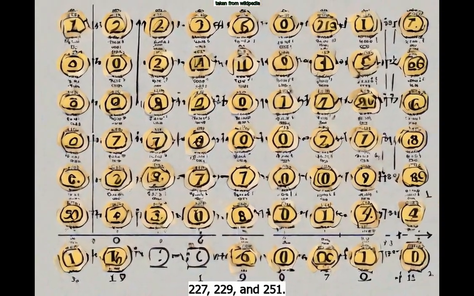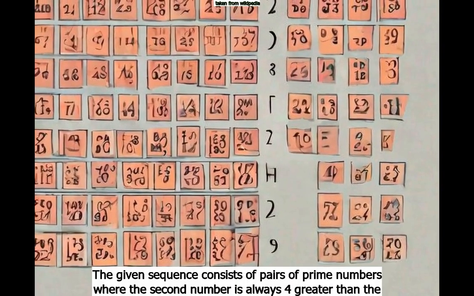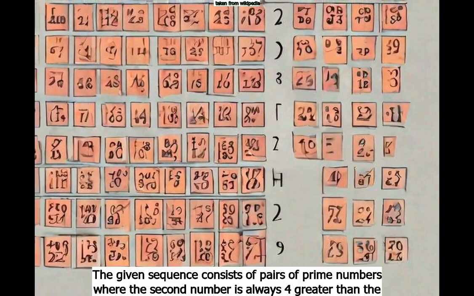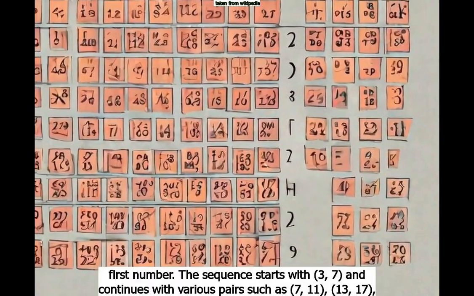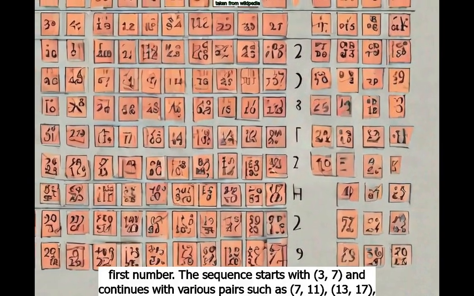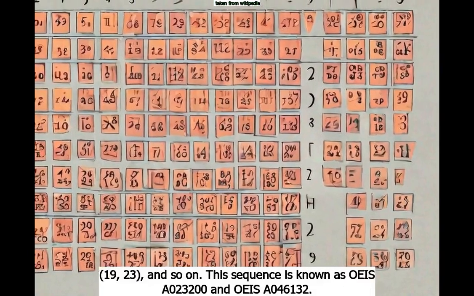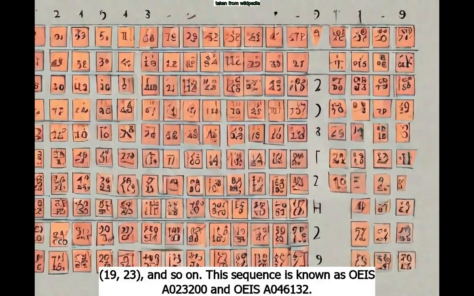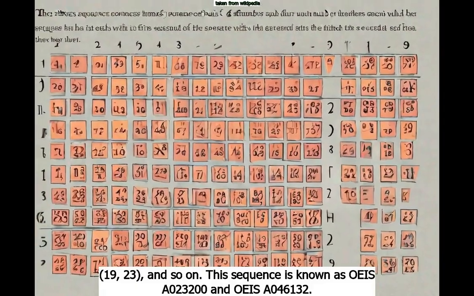The given sequence consists of pairs of prime numbers where the second number is always 4 greater than the first number. The sequence starts with 3, 7, and continues with various pairs such as 7, 11, 13, 17, 19, 23, and so on. This sequence is known as OEIS A023200 and OEIS A046132.